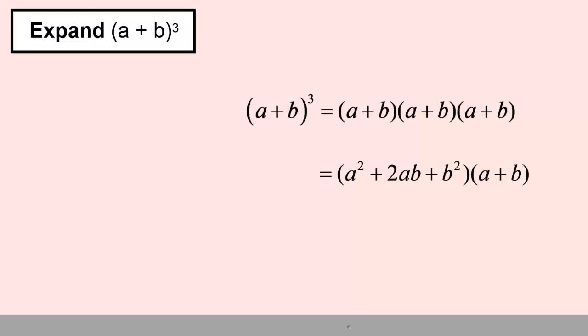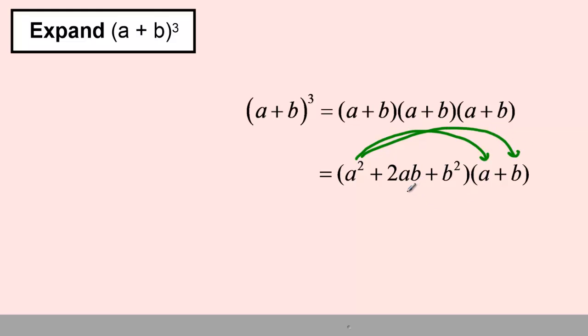So just like we did with FOIL before, we're going to do the same thing and expand one of these into the other brackets. It's not quite FOIL, but it's the same sort of method. We're going to take the a squared and multiply it by the a, and then we're going to take the a squared and multiply it by the b.